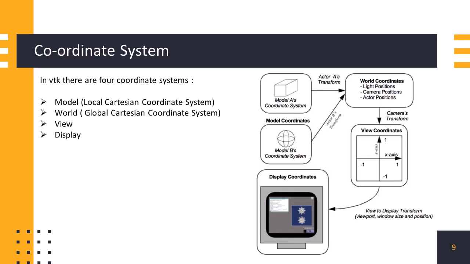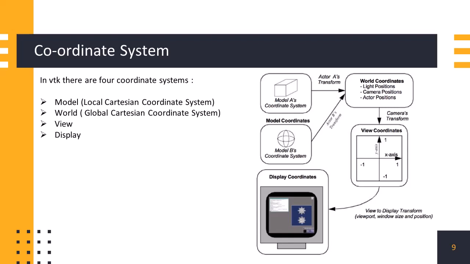Model coordinate system, which is attached to individual objects or actors in the scene. Each object has its own local coordinate system. All transformations applied to objects, such as translations, rotations, and scalings, are usually done in the object's local coordinate system.